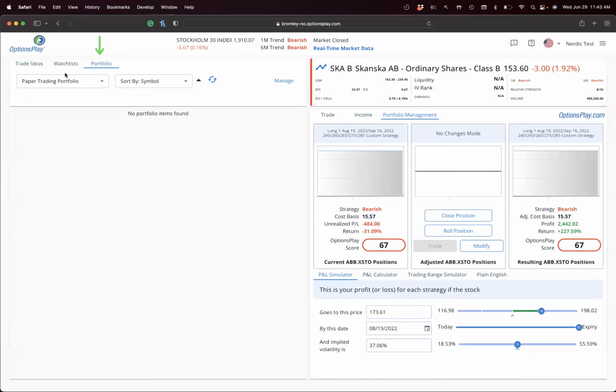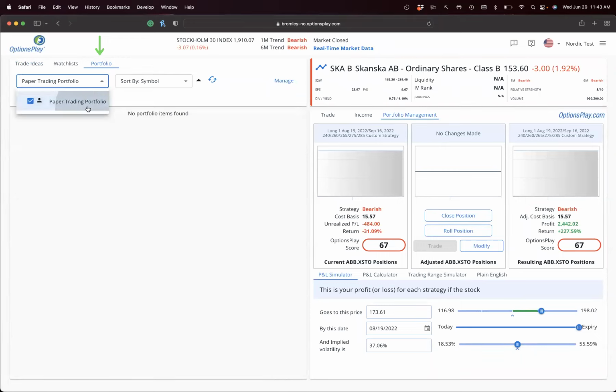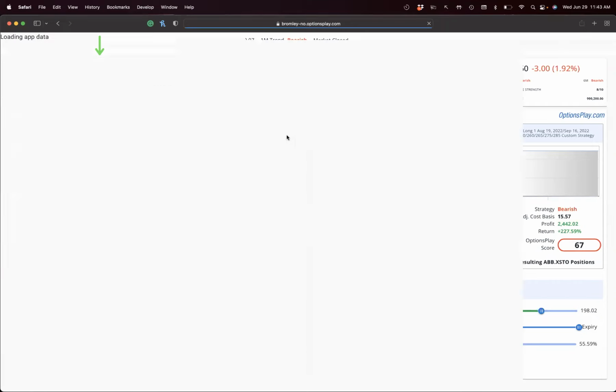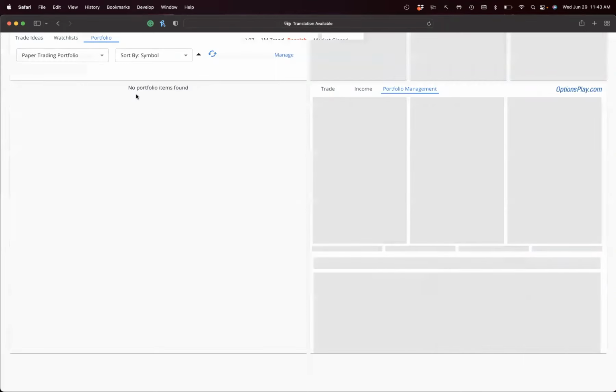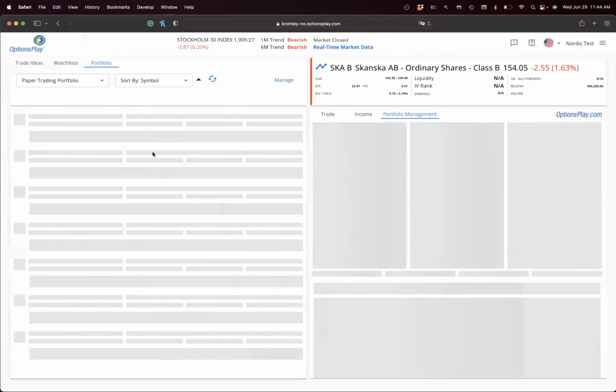And when you click on the portfolio tab, what we will be able to provide to you is your platform portfolio. So let me bring up the portfolio. Let me reload here. Here we go.